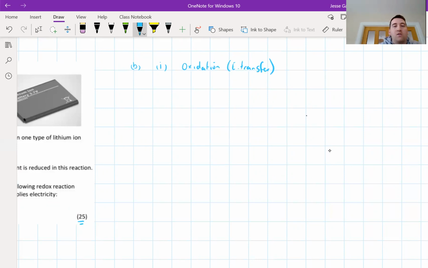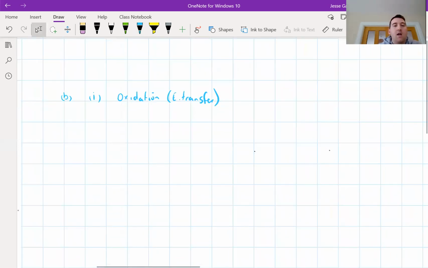All right, so pause the video, go ahead and do this. If you weren't able to do this, here's your acronym for electron transfer: OIL RIG. Remember this from class. OIL RIG tells us what happens to electrons during oxidation. Pause the video and write down what oxidation is now.